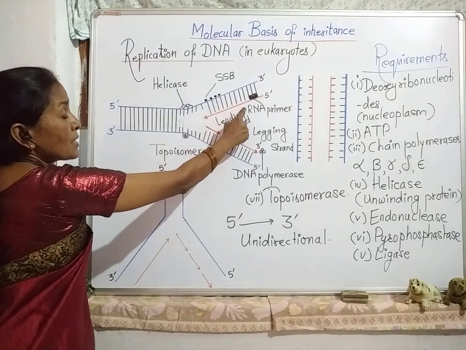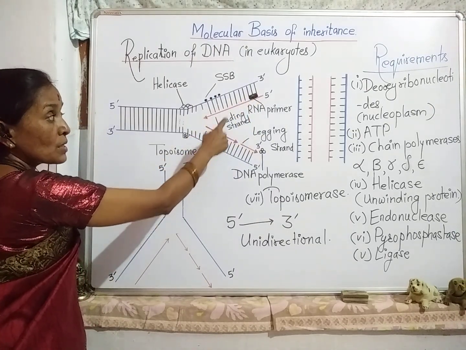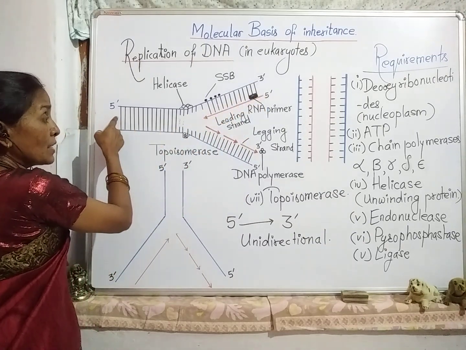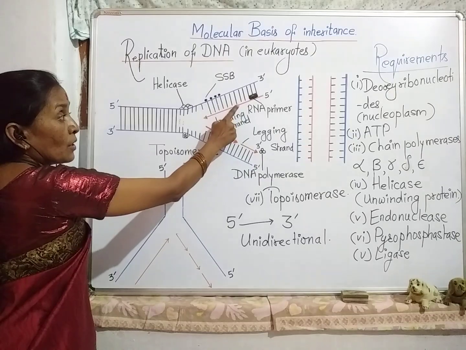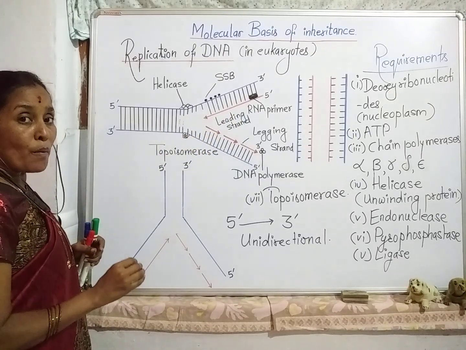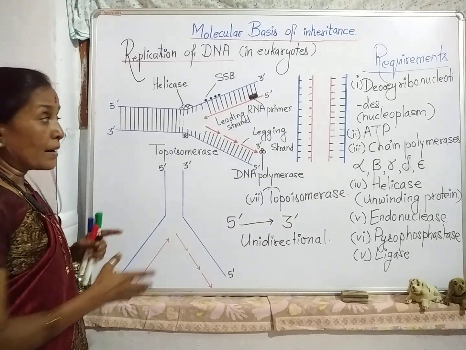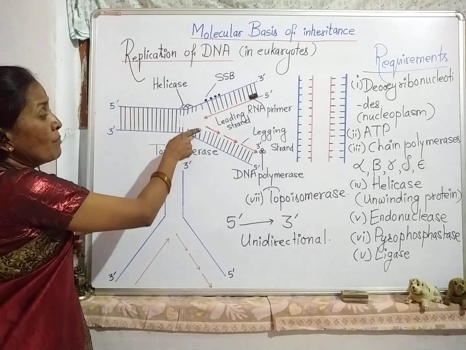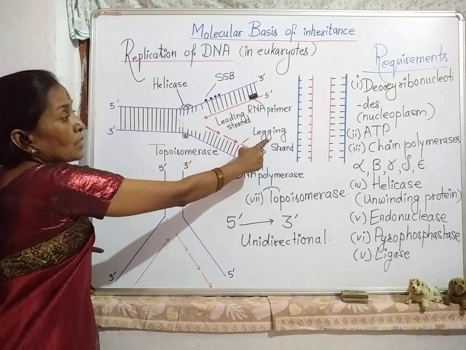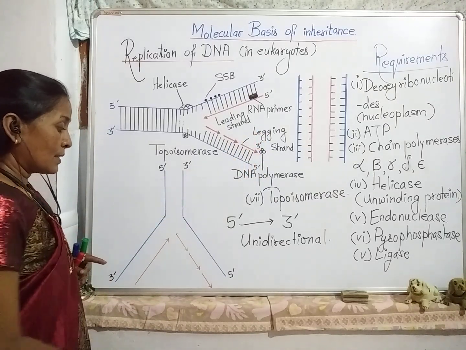Here, this strand which is continuously formed is known as the leading strand because it continuously runs from 5' to 3' direction, which is the new strand. The other strand, which is formed slowly by the slow opening of the strand at the top, is formed in a discontinuous manner. It is termed the lagging strand.